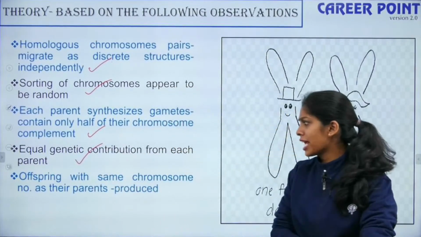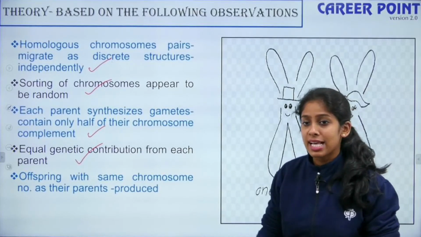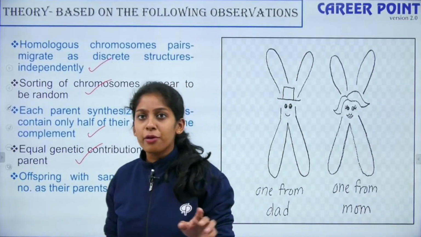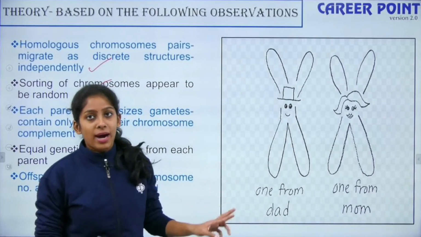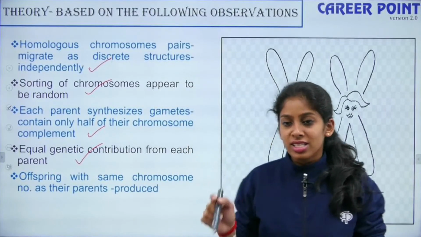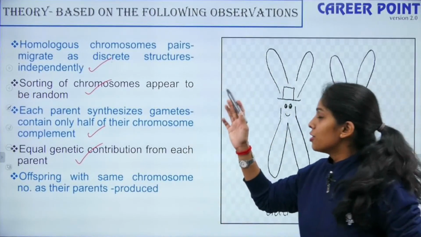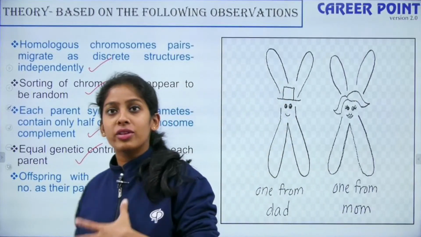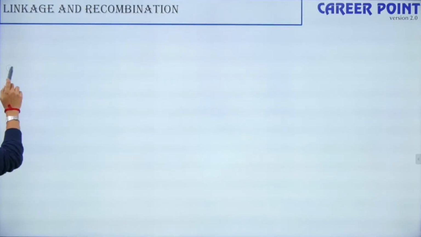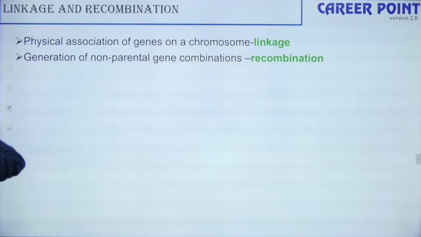The offspring with the same chromosome number as that of the parents are produced. Though the gamete has only one of the pair of chromosomes that you possess, the offspring, the zygote, will have twice that, the same number as the parent, right? So these are the conclusions of your chromosomal theory of inheritance. Let's move forward. Now what is linkage and recombination?